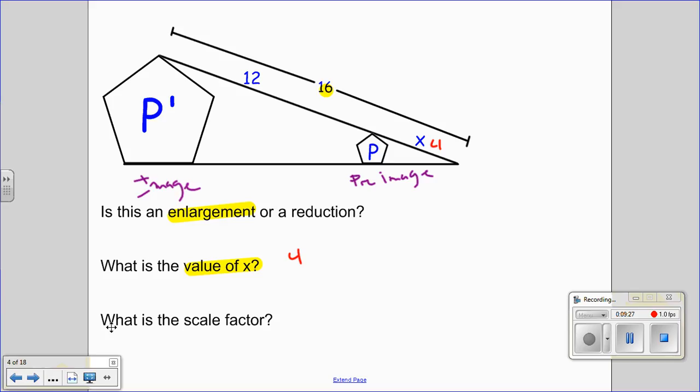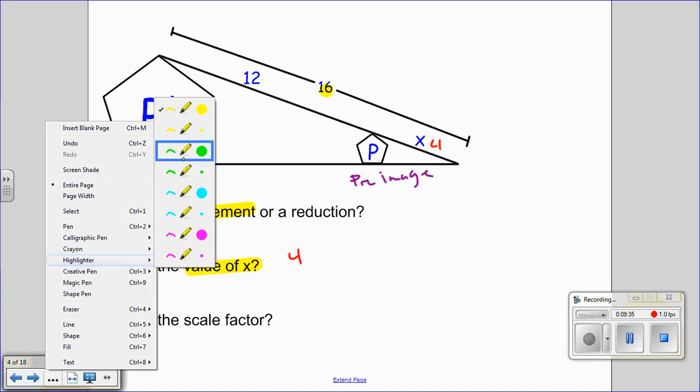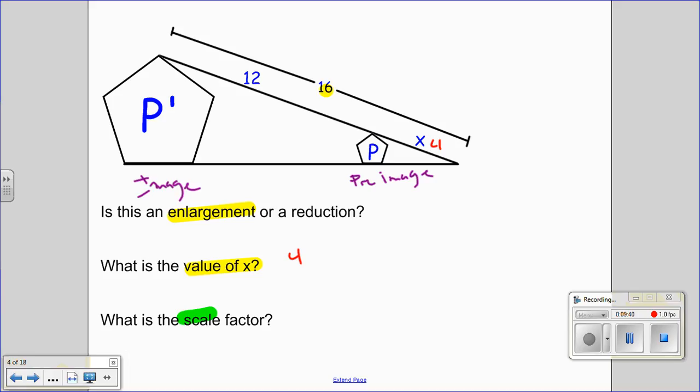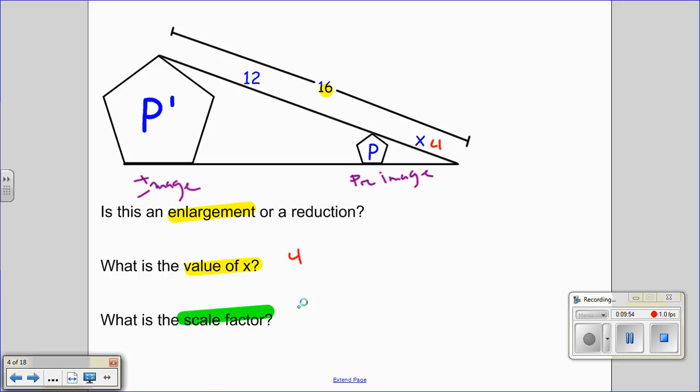Now it wants to know what is the scale factor. In other words, what number causes P to enlarge so much? So to go from 4 to 16, what number would you multiply? Exactly, you would multiply by 4. So the scale factor, which we sometimes call K, would be 4. Why? Because 4 times 4 gives you 16, which is the image.